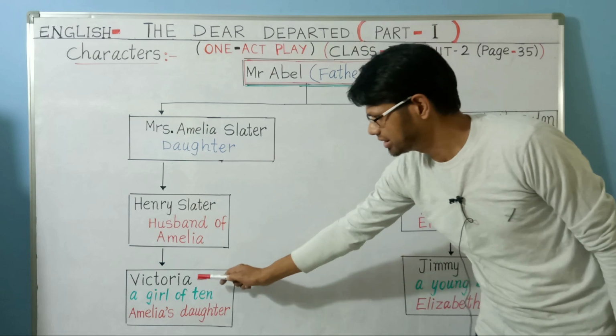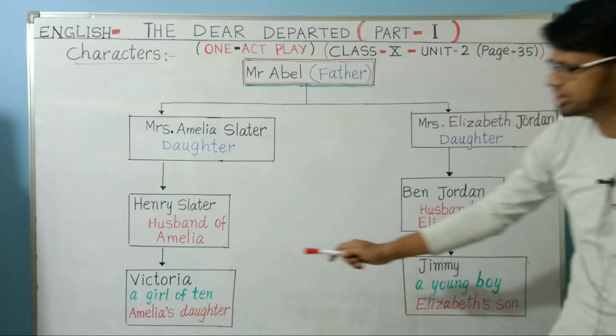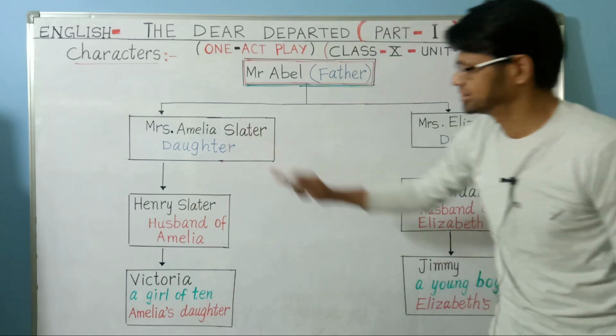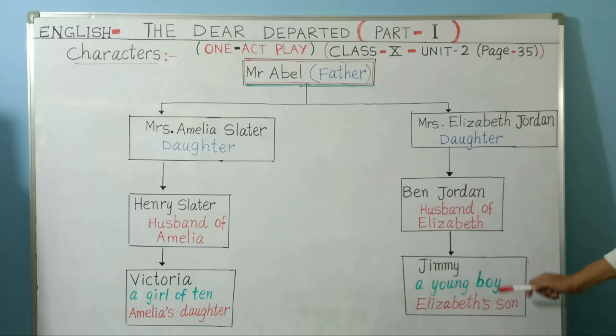Next one, Victoria, a girl of 10. Who is Victoria? Amelia's daughter. And Jimmy, a young boy. Who is Jimmy? Elizabeth's son.